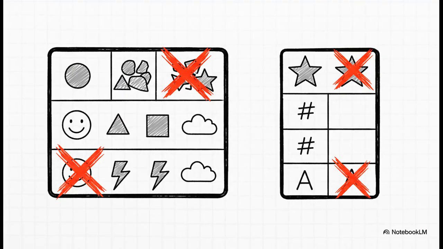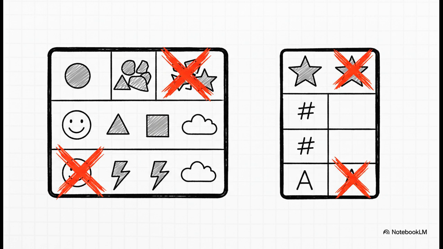Here are the big ones. First, all the data lives in tables. Next, the values have to be atomic, which is a fancy way of saying each cell can only hold one single piece of information. So you can't just stuff multiple phone numbers into one cell, for example. Then, and this is huge, every single row has to be unique. No exact duplicates are allowed.